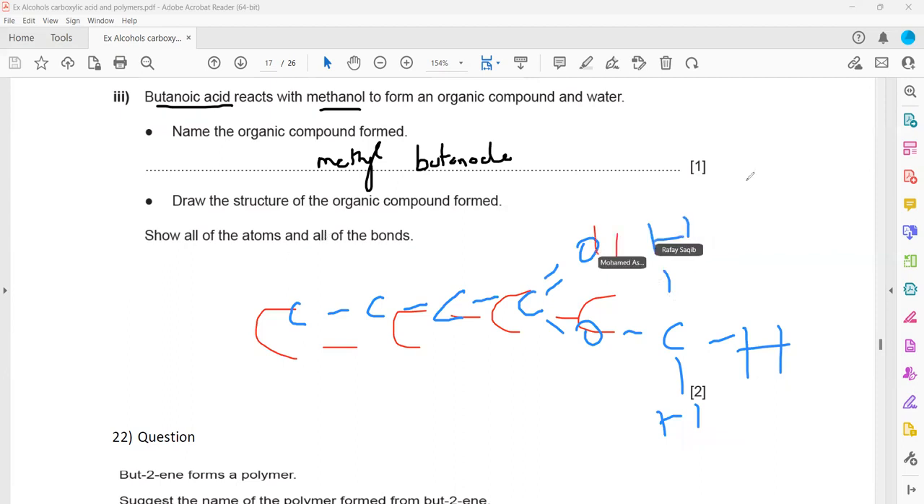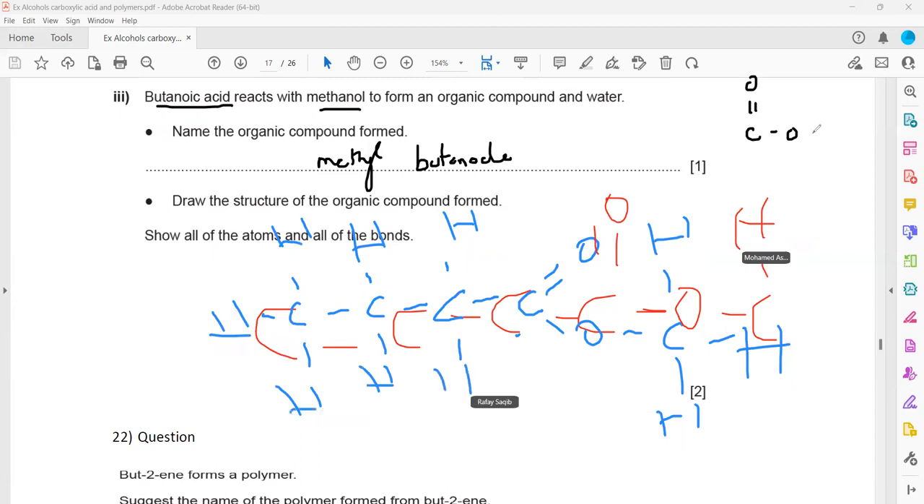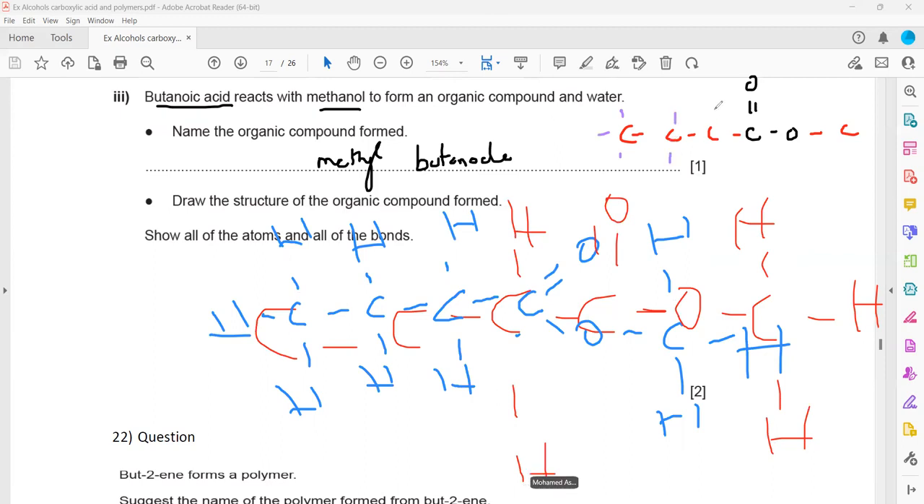And how to draw the structure of an ester? First, you draw C double bonded with O and O. Meth means one carbon, so one carbon is attached to the oxygen, and but means 4. Including this, there will be 4 carbons: 1, 2, 3, and 4. This will have 3 hydrogens, this will have 2, 2, and 3 hydrogens. So methyl butanoate.